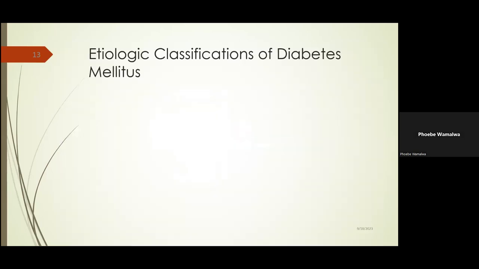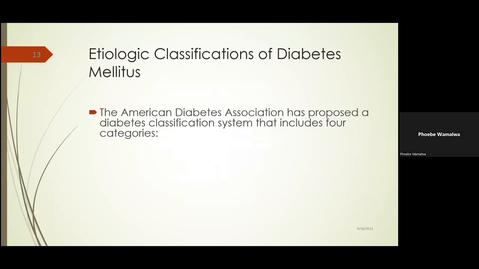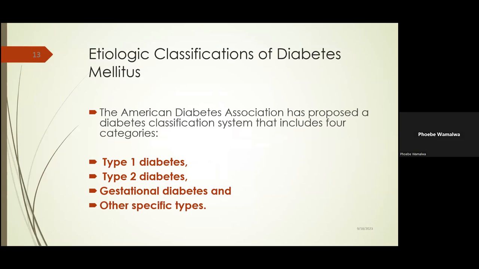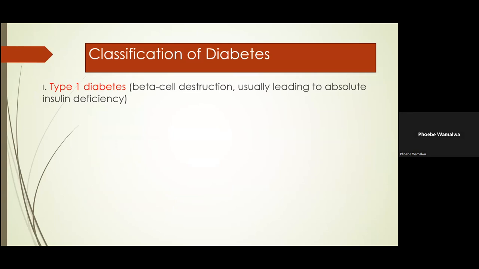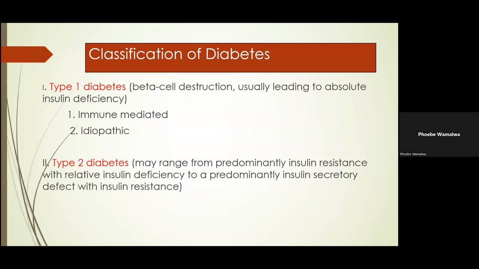So moving swiftly to the etiologic classification of diabetes, the American Diabetes Association proposed a diabetes classification system that includes four categories. We have type 1 diabetes, type 2 diabetes, gestational diabetes, and other specific types. And we shall go through each one of them, but not in detail for some. So type 1 diabetes is a result of beta cell destruction, usually leading to absolute insulin deficiency, and it can be a result of an immune-mediated mechanism or idiopathic. Type 2 diabetes may range from insulin resistance with relative insulin deficiency to a predominantly insulin secretory defect with insulin resistance.